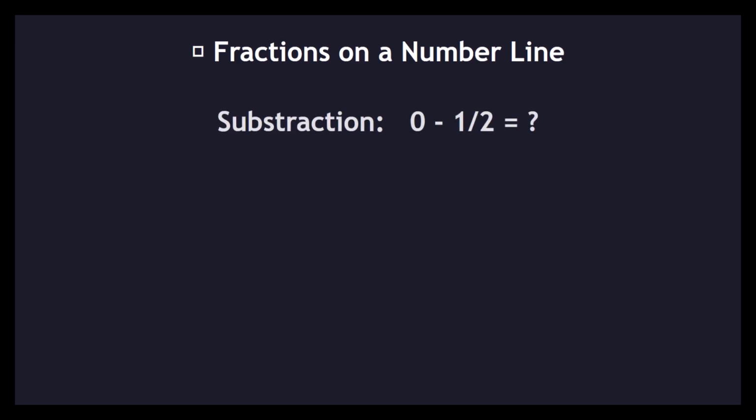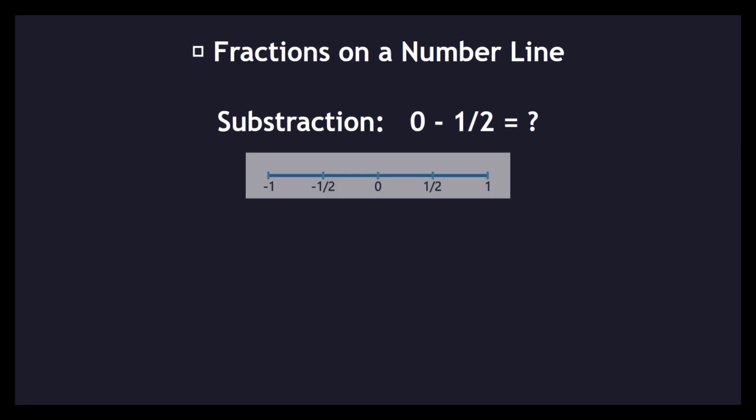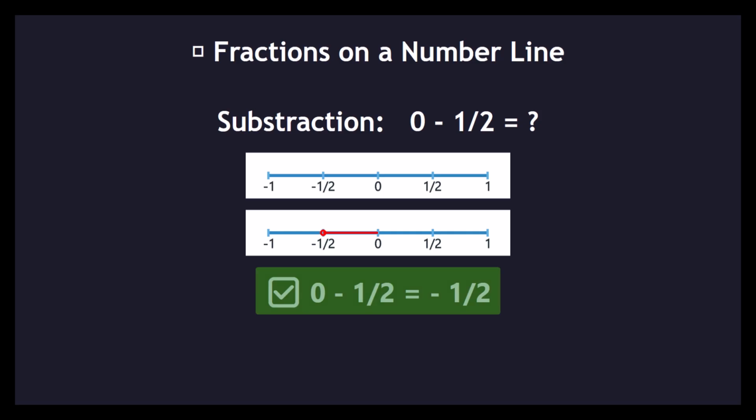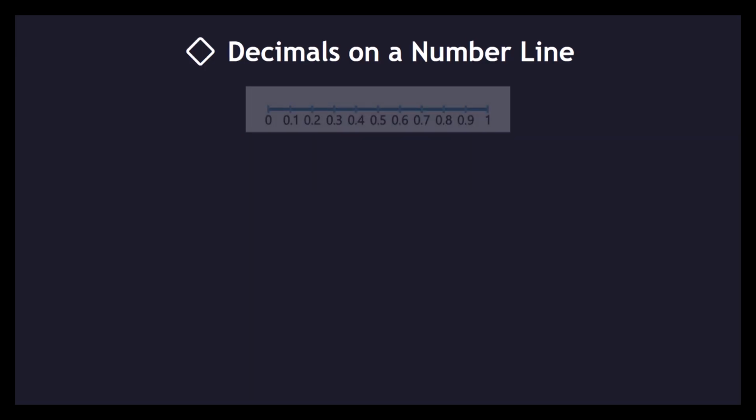Now let's try subtracting fractions. What is 0 minus 1/2? Now let's draw a number line with fractions between -2 and 2. We start at 0, move 1 step backward, and we land at -1/2. So 0 minus 1/2 equals -1/2.